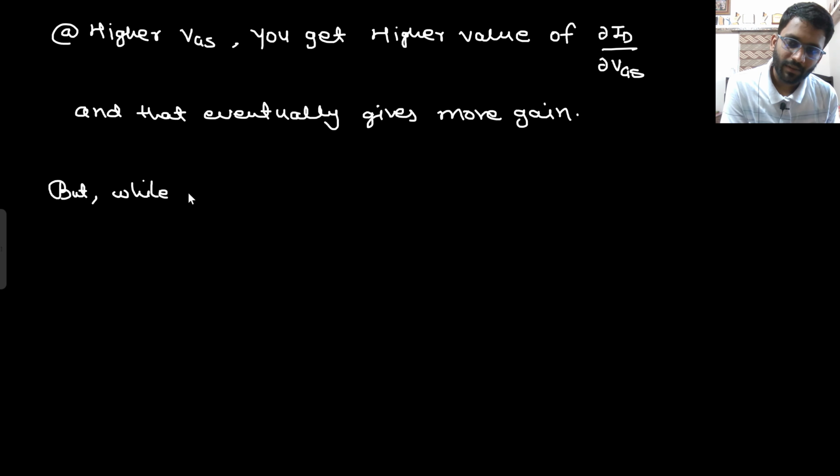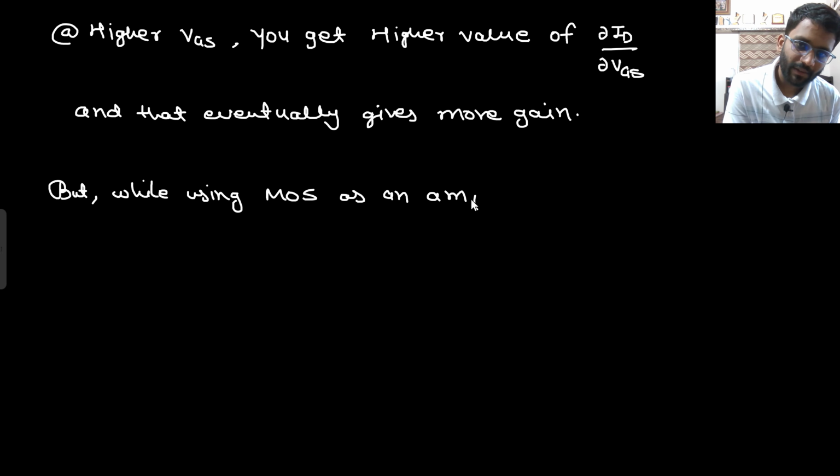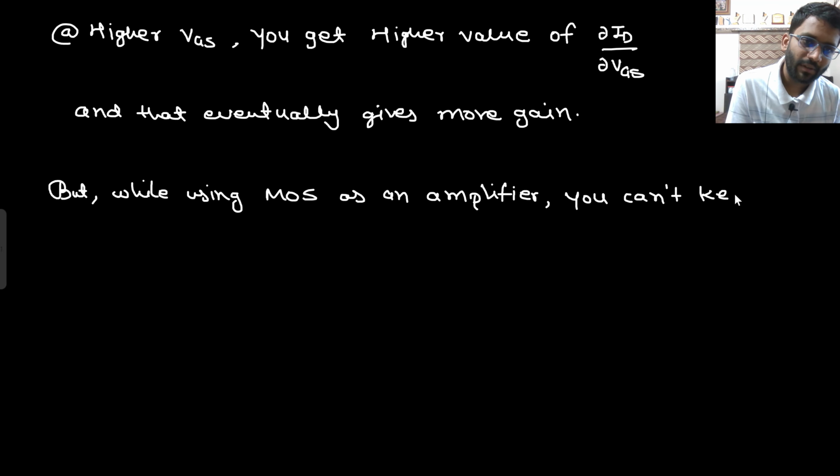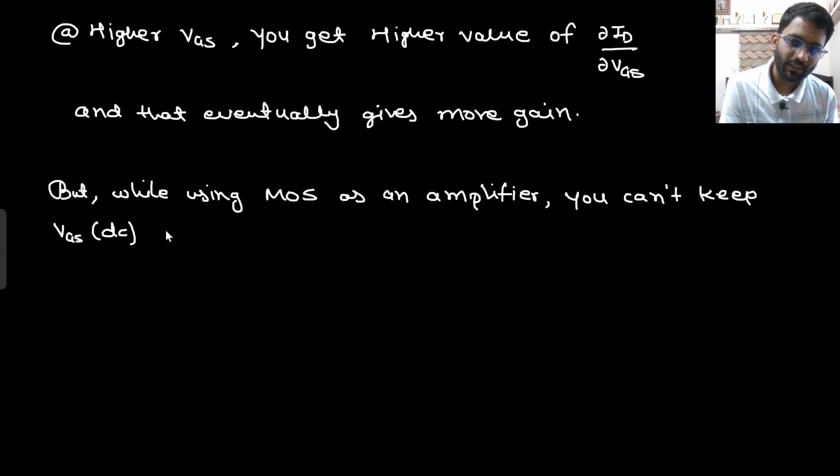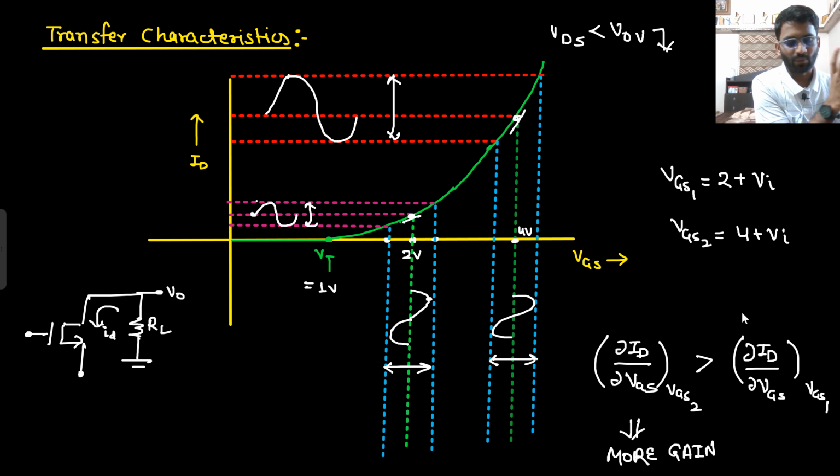while using MOS as an amplifier, you cannot keep VGS DC value to be very high. Like you cannot keep from 2, 4, 6, you cannot keep 6, 7, 8. That much value you cannot keep.